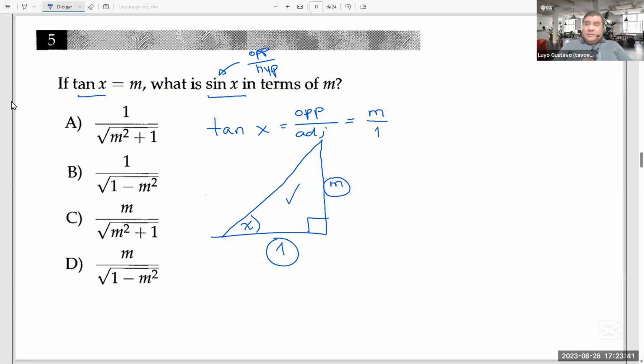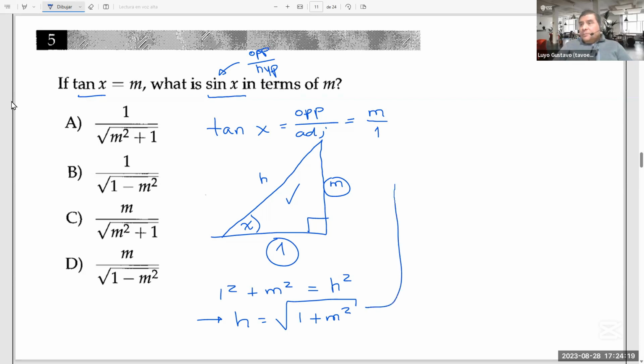In our triangle here, if we apply the Pythagorean theorem, what would be this that we can call the hypotenuse? According to the Pythagorean theorem, 1 squared plus m squared should be the same as h squared. Therefore, the value of h would be the positive square root of 1 plus m squared, or m squared plus 1, it is the same. So now that we have the hypotenuse in terms of m, we can actually calculate what the sine of x would be.